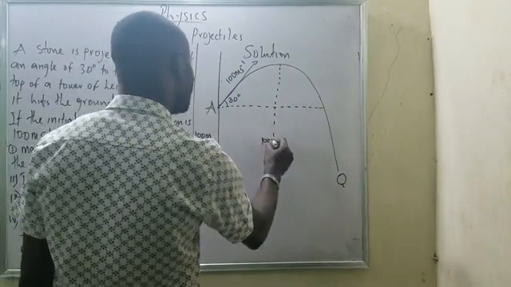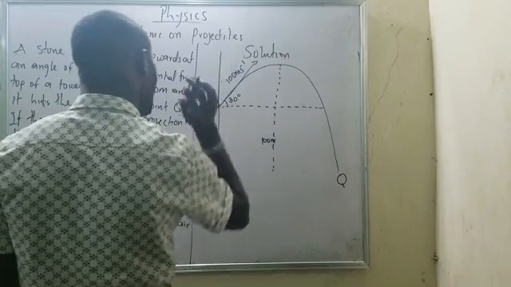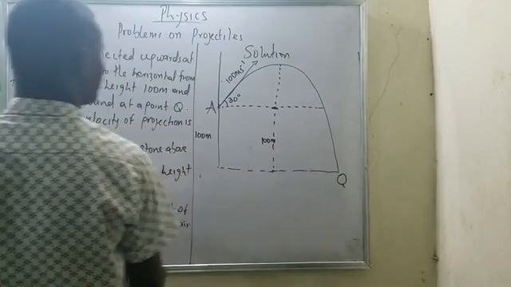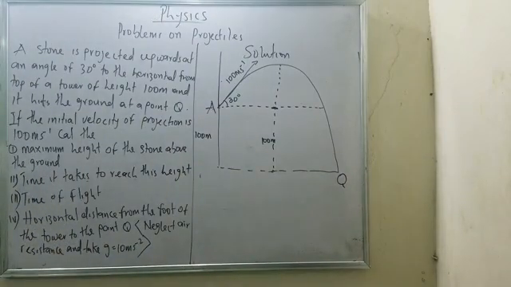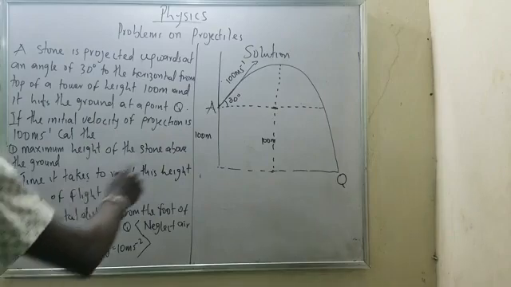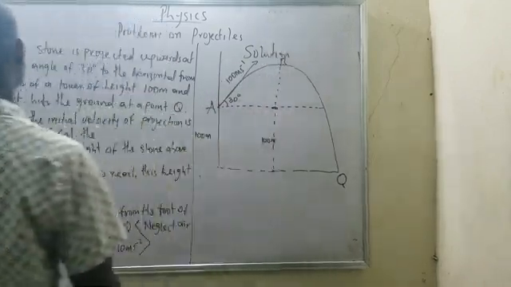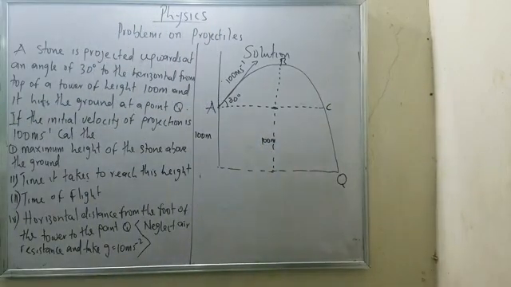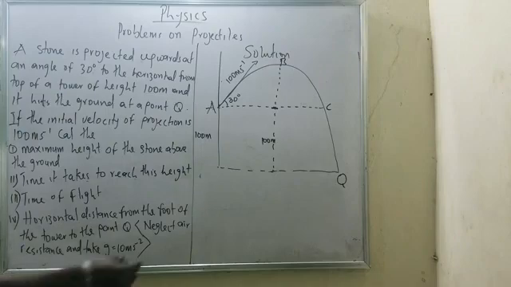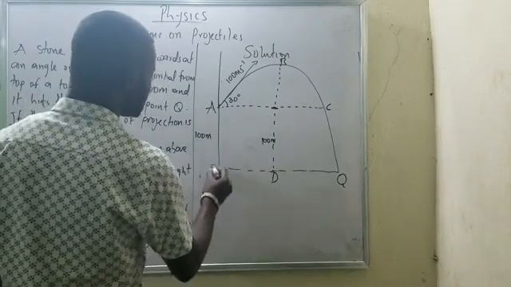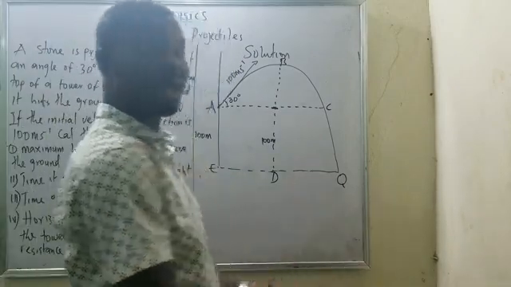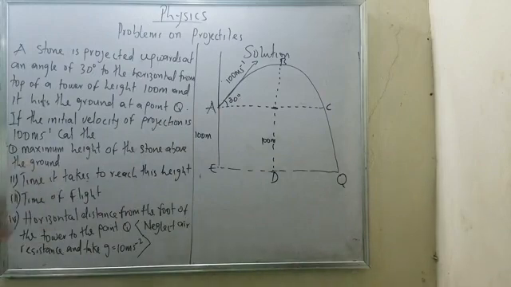This is 100 meters, from here to here is 100 meters, and this one I don't know. Let me call this A, B, and let me call this one C. Let me call this place D, and this place E. With this, I've gotten some numbers of my mark. Now, I will continue.